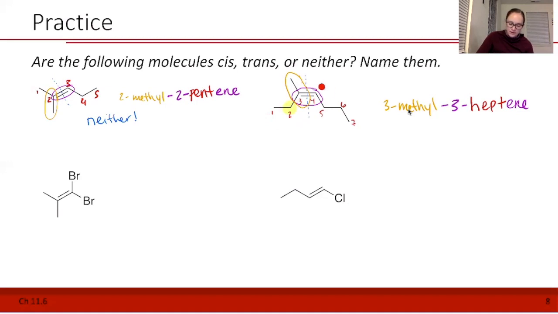And then over here on this other side, we have a hydrogen versus a propyl chain. So hydrogen versus carbon. Carbon is definitely bigger. The 2 highlighted portions that I just did are on the same side. Therefore, this is a cis alkene. So the full name is cis-3-methyl-3-heptene. Great job. So let's keep going.